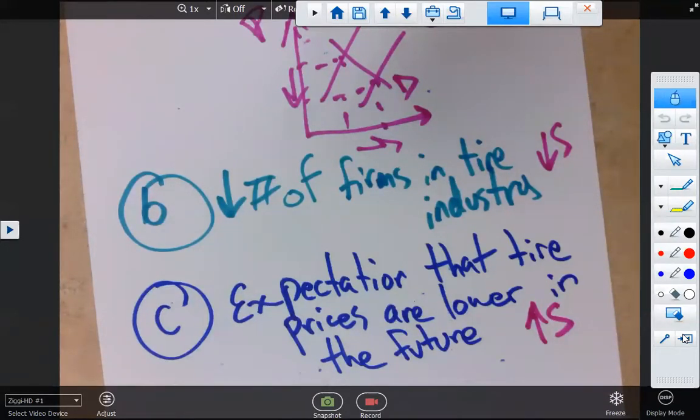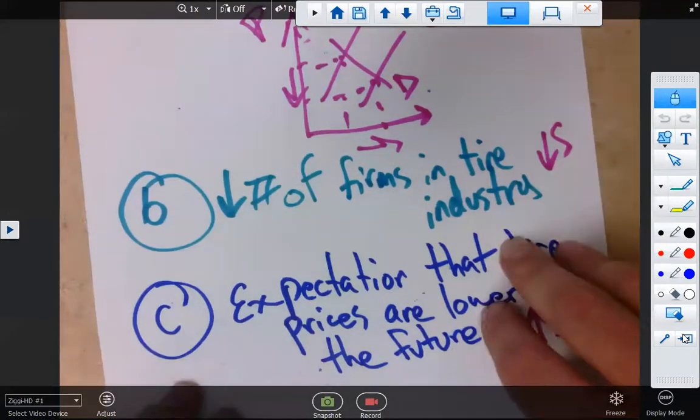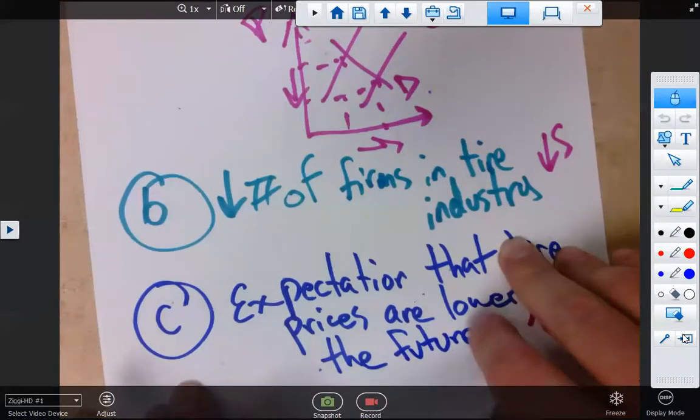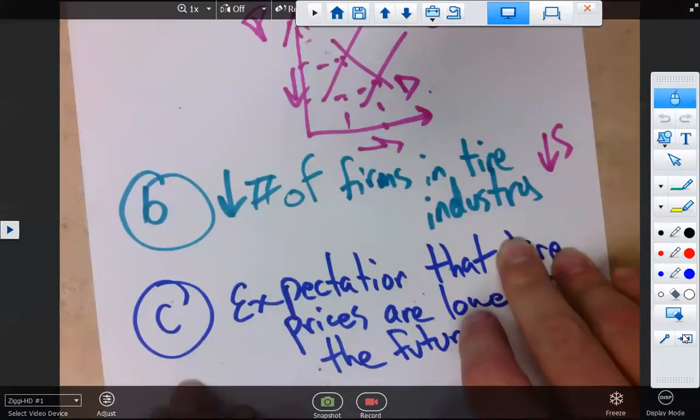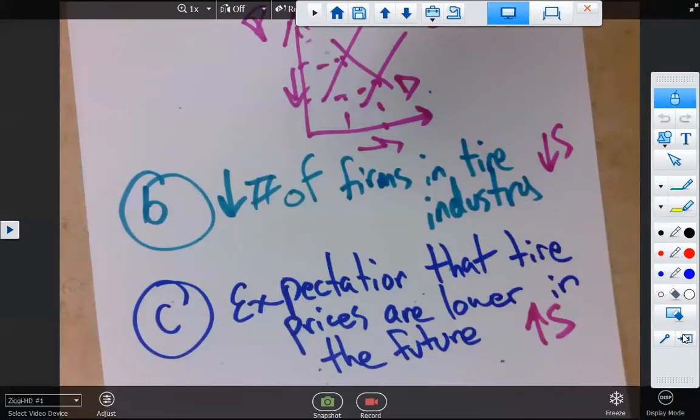Let's move on. I think we're good on this. Numerical stuff. How are we on shortages and surpluses? I know we went over that quick. Did you guys have any problems with that? No? Good? Okay. Let's move on.